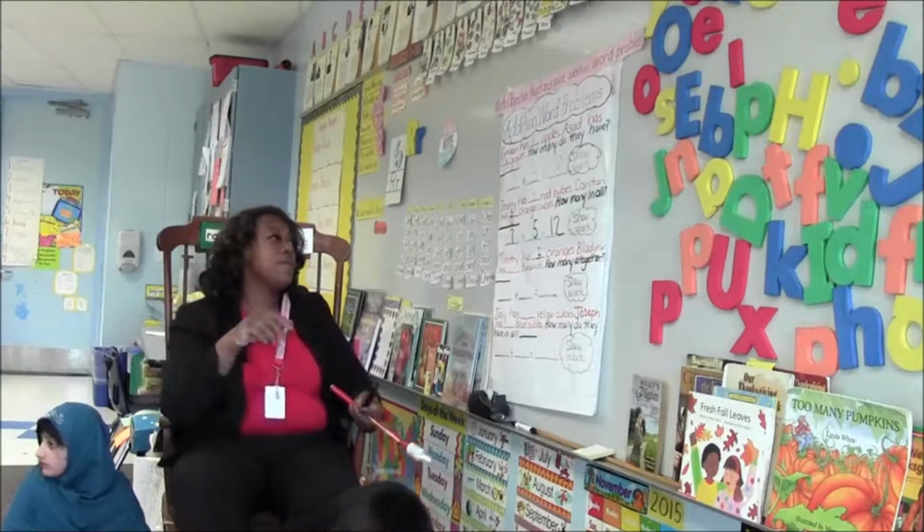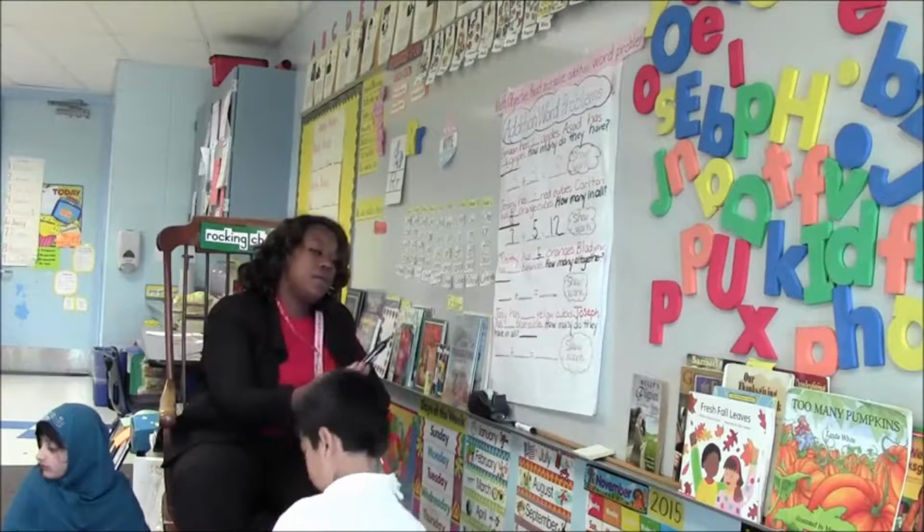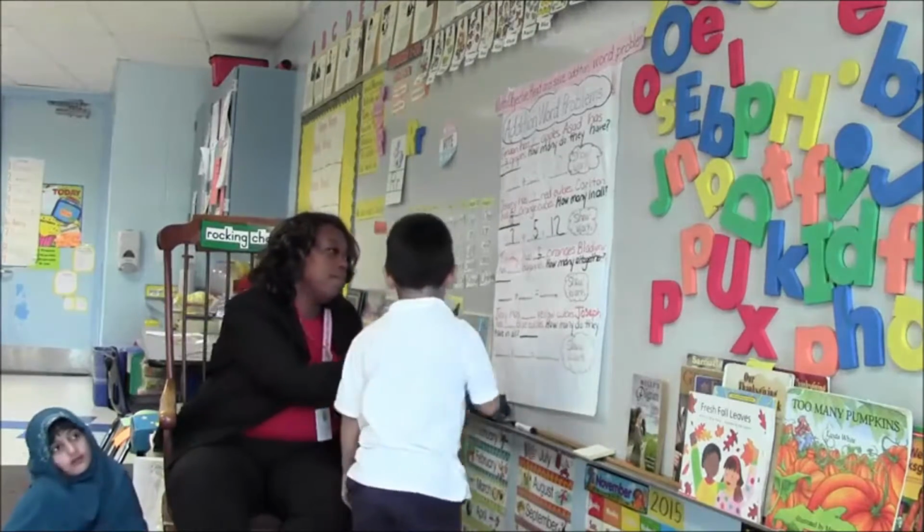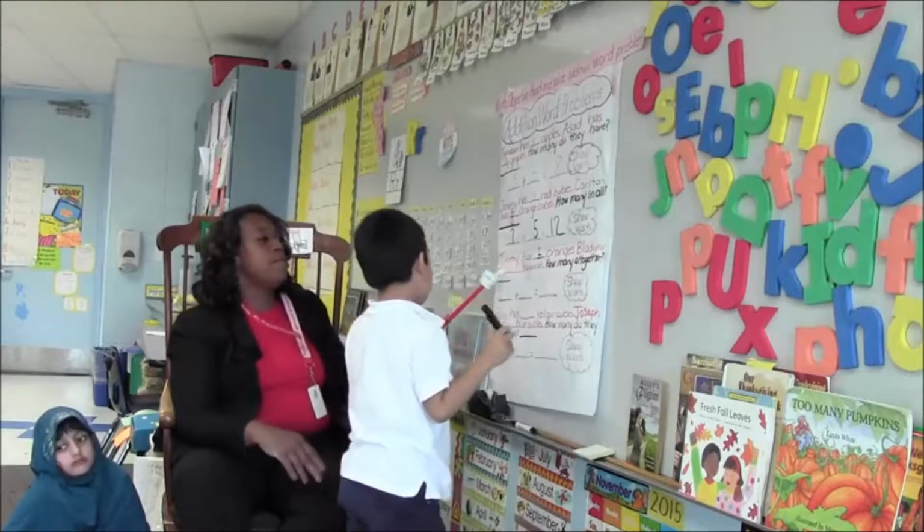4. All right, Vladimir, come write 4. How many bananas did Vladimir have, class? 4. Okay, so write 4 right here, Vladimir.